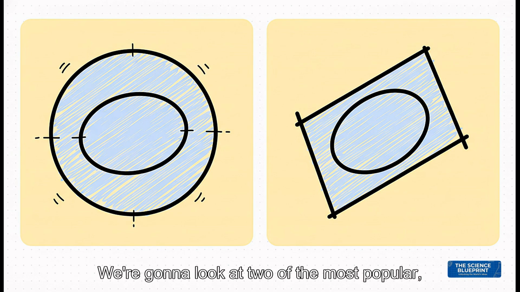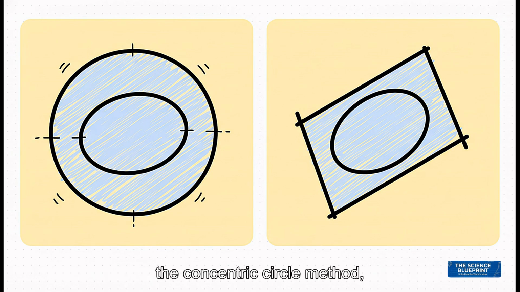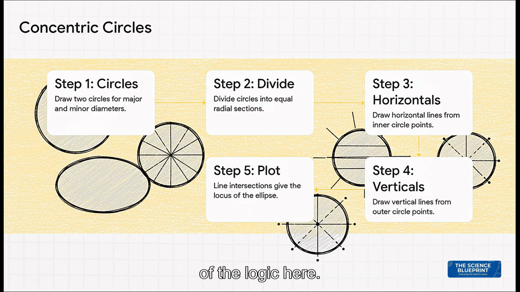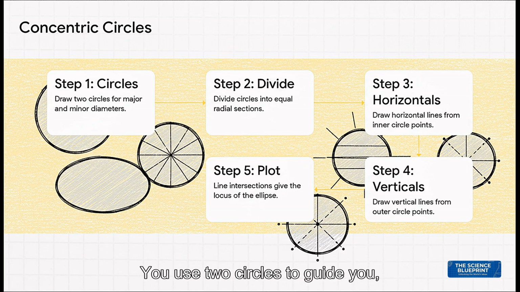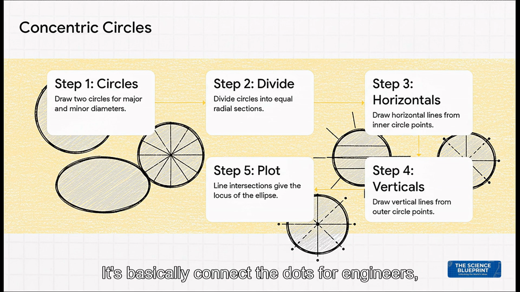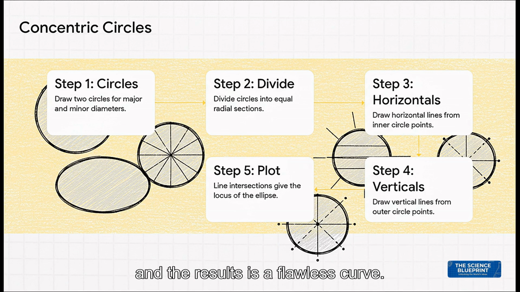We're going to look at 2 of the most popular: the concentric circle method, which is great for perfect symmetry, and the parallelogram method, which is a lifesaver for fitting curves into weird angled spaces. The concentric circle method is just a beautiful example of the logic here. You use 2 circles to guide you, you project a few lines, and the points where they cross literally map out your perfect ellipse. It's basically connect the dots for engineers, and the result is a flawless curve.